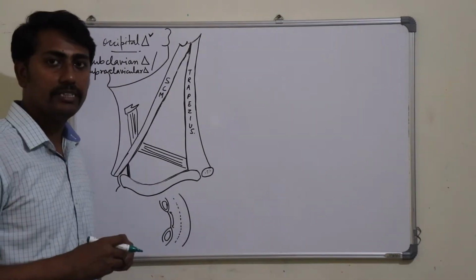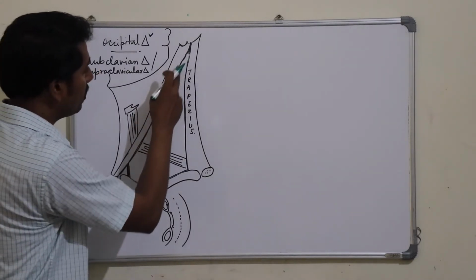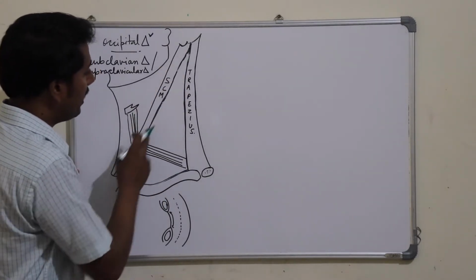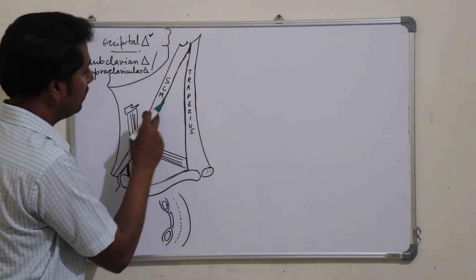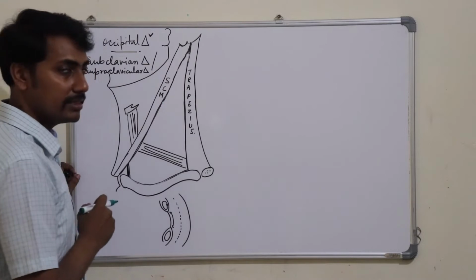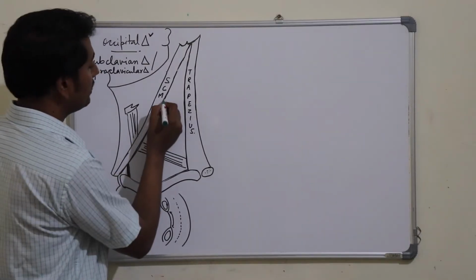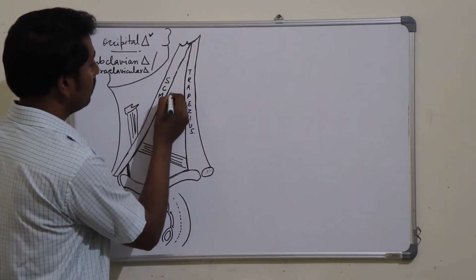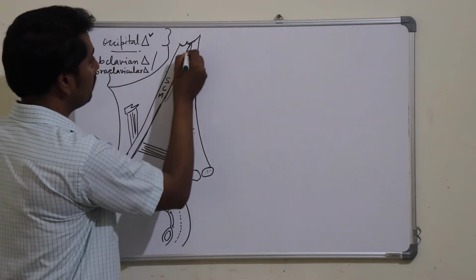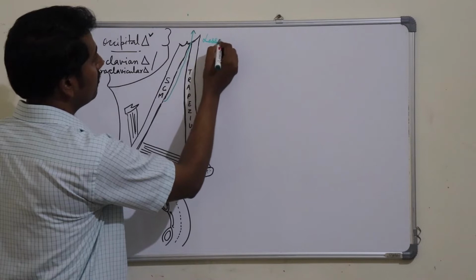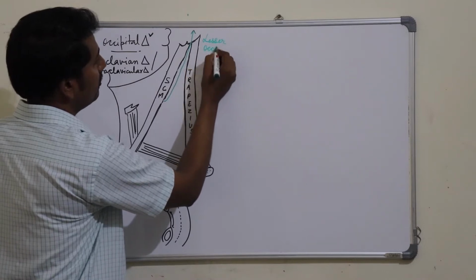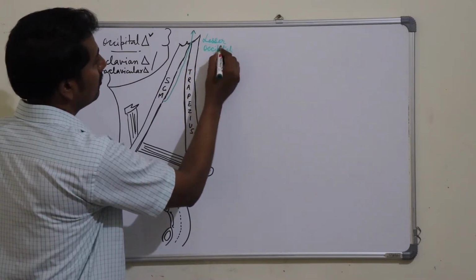All the 4 cutaneous nerves arise from the posterior border of the sternocleidomastoid muscle at a point at the junction of the upper 1/3 and the middle one-third of the sternocleidomastoid muscle. So the first cutaneous nerve is the lesser occipital nerve, which arises from this point, goes upwards towards the apex of this posterior triangle. So this was the lesser occipital nerve.